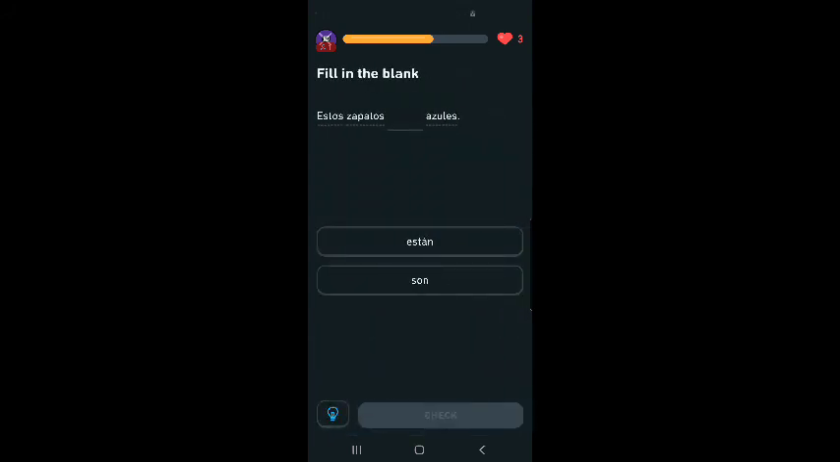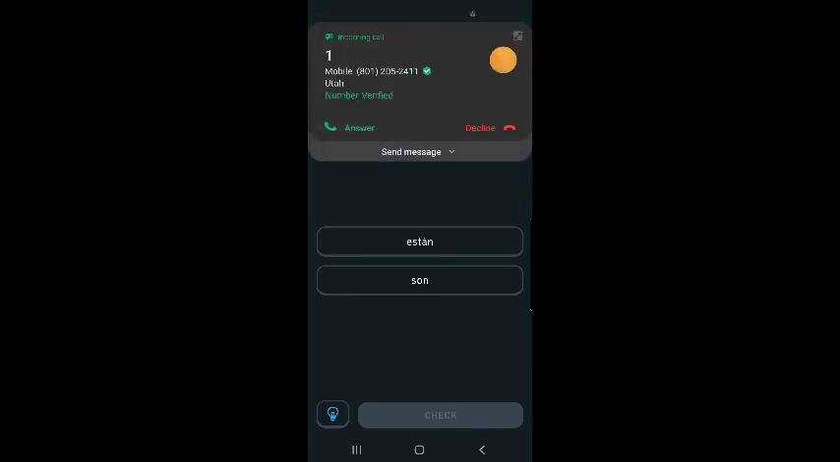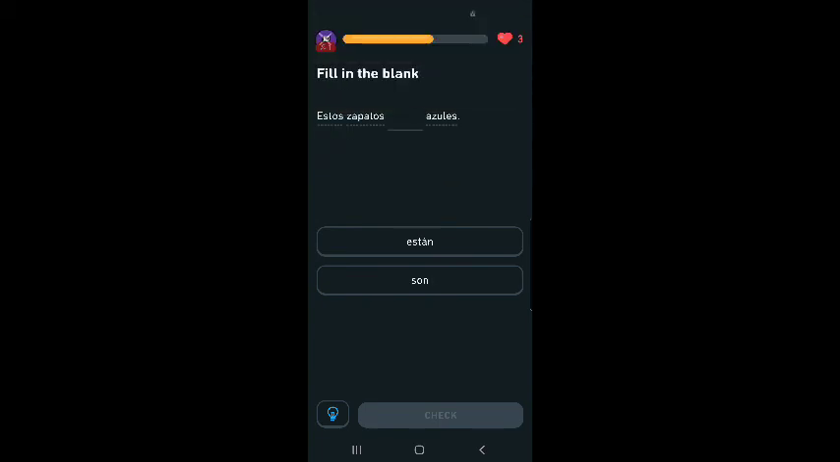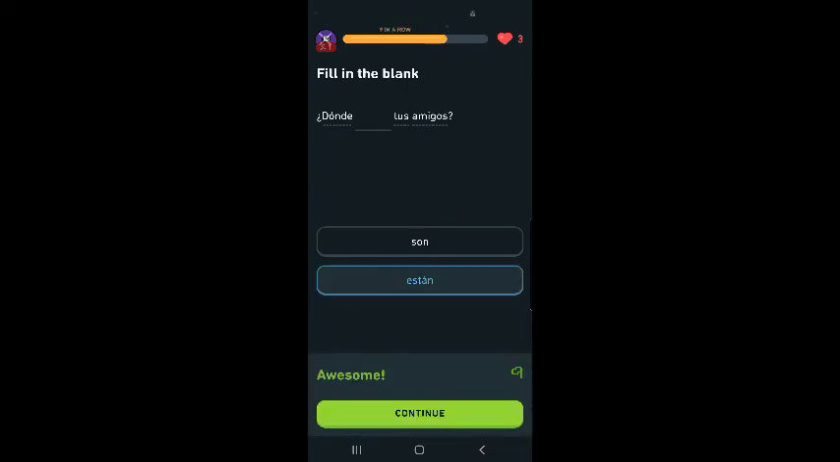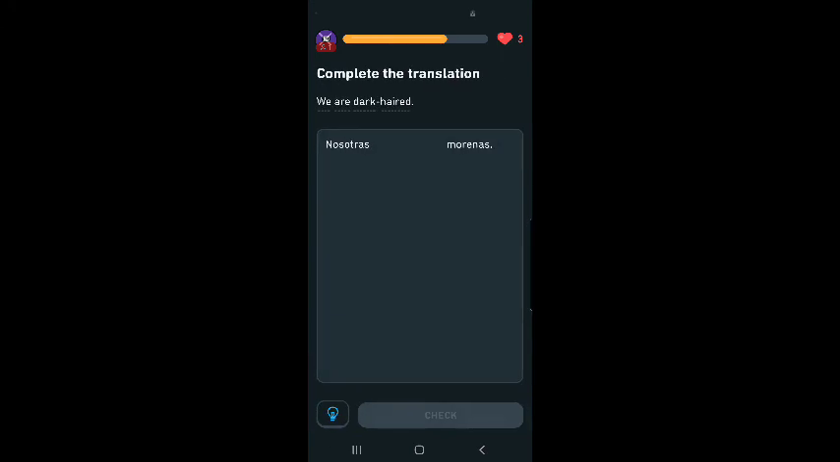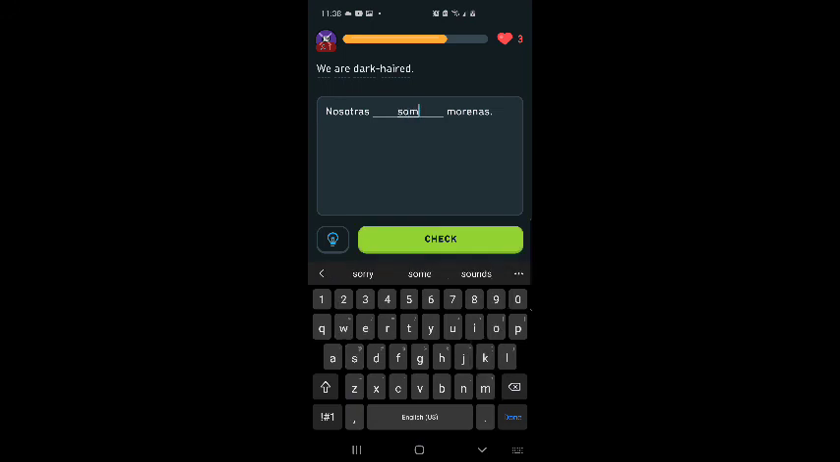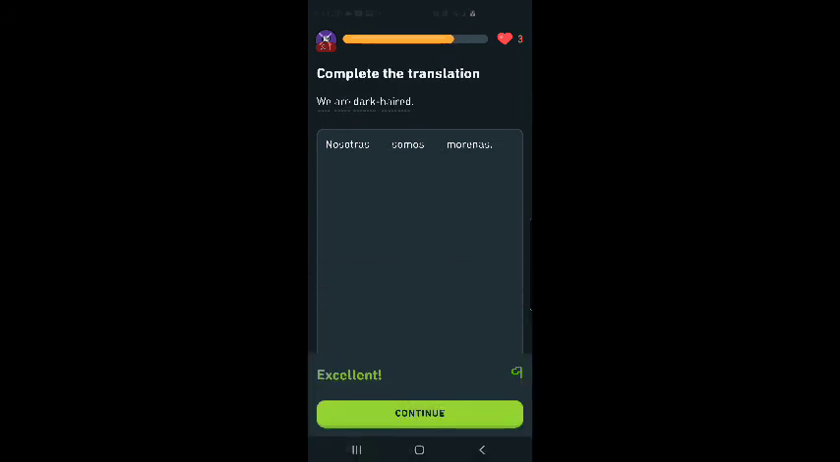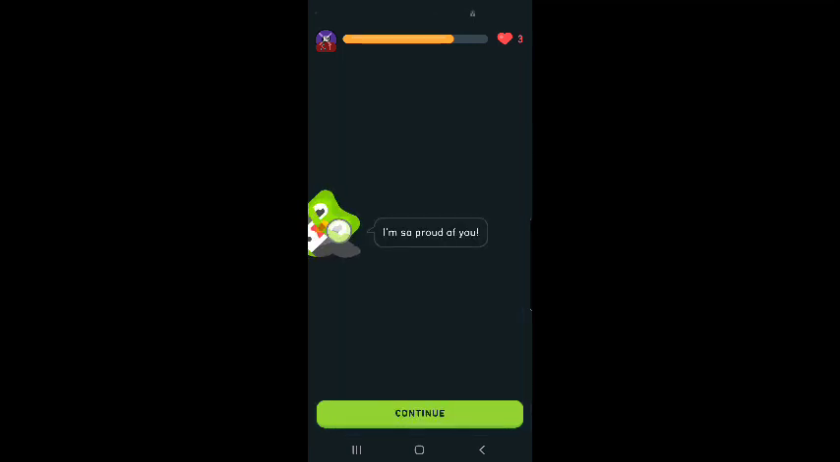Estos zapatos. Those shoes son azules. Amazing. ¿Dónde están tus amigos? Where are your friends? We are dark-haired. Nosotros somos morenas. I'm so proud of you.